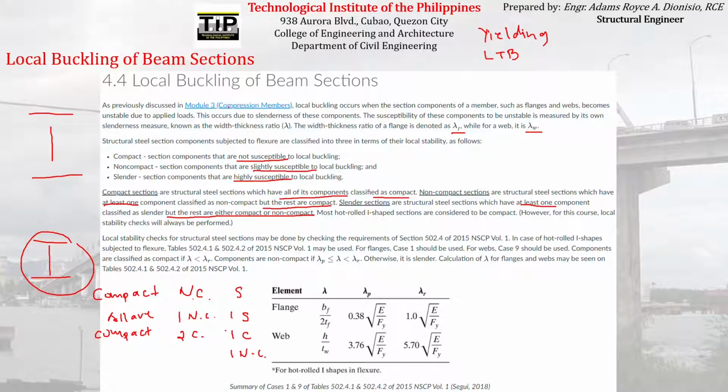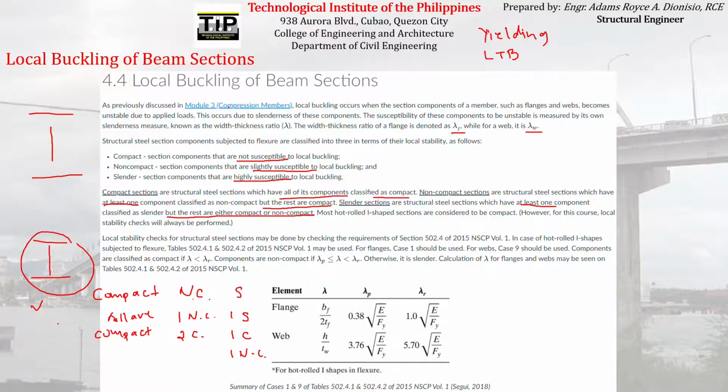So, yan yung mga classification ng mga local stability ng mga sections natin. So, may mga sections na compact, may mga sections na non-compact, may mga sections na slender. Okay? Pero most hot-rolled I shape naman, mga katulad nito, most of them naman considered as compact. Ibig sabihin, usually yung dalawang flange niyan tsaka yung web, compact pare-pareho. So therefore, yung buong section ay compact. So that's the usual scenario.